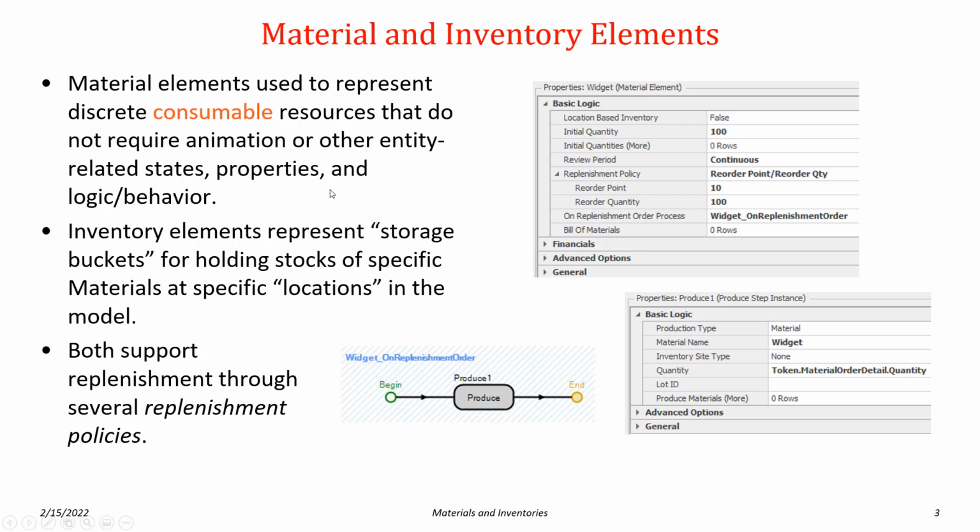And both of these elements, material and inventory, support replenishment through multiple replenishment policies. You can see I have just a couple of screenshots here for the material element widget. I have a continuous review period with the reorder point, reorder quantity policy, and that policy has 2 parameters, the reorder point and the reorder quantity. And then we execute the replenishment process through a Simio process. In this case, we have a really simple one where we simply produce the widget to the corresponding inventory.